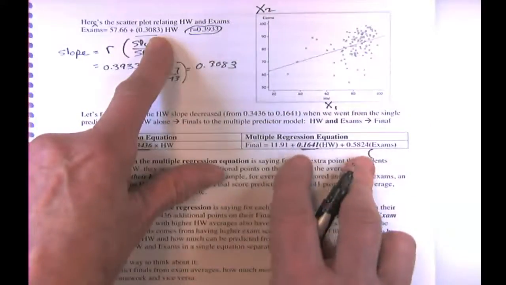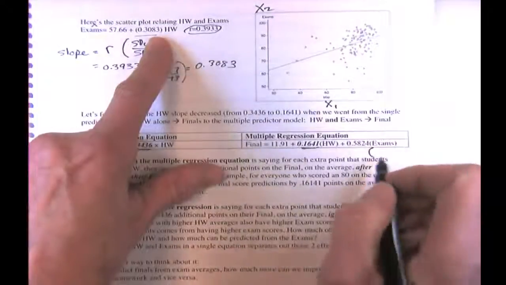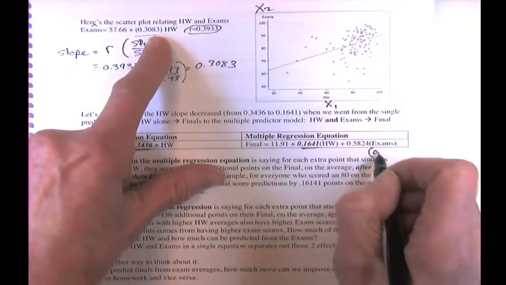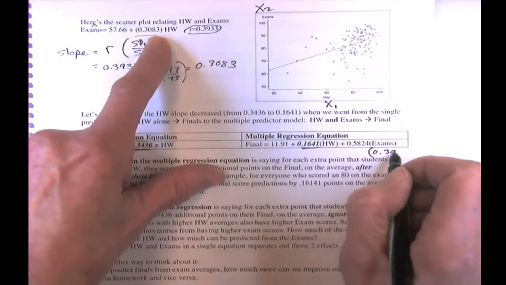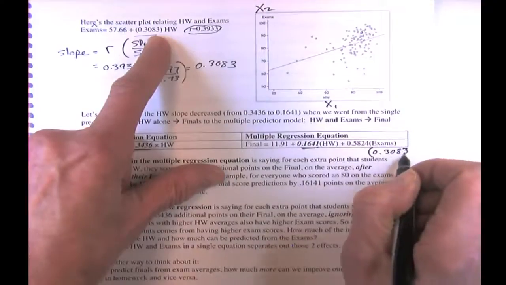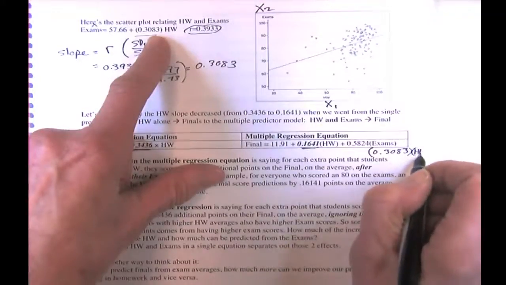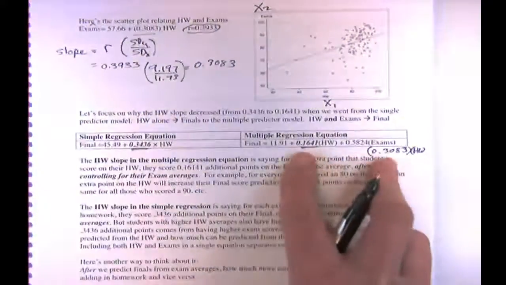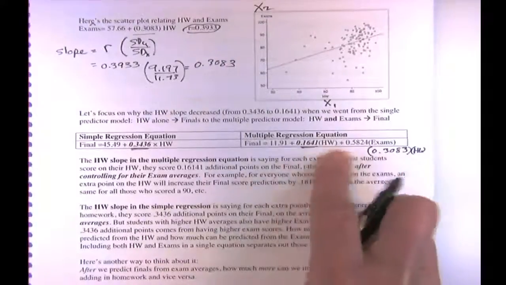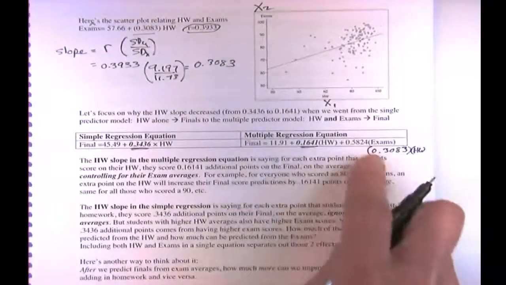All right, so instead of writing exams, we are going to put right inside here, what? Let's forget about the intercept. We're just trying to get the slopes here. So we are going to put right in here 0.3083 times the homework. Now, all we have to do is add this plus that times that.